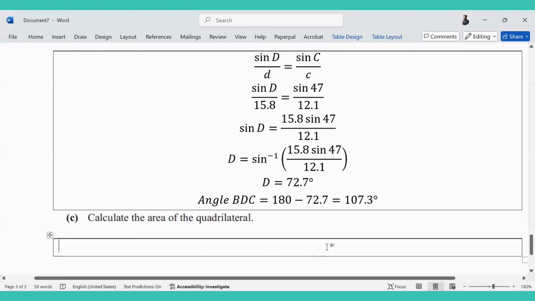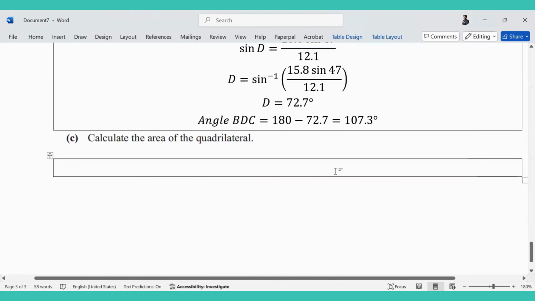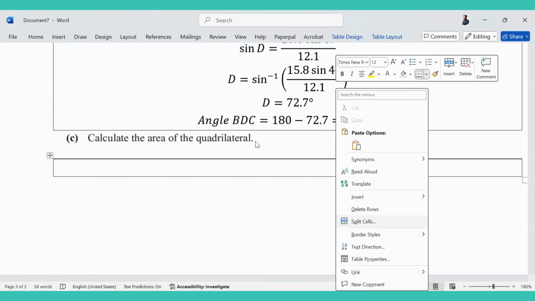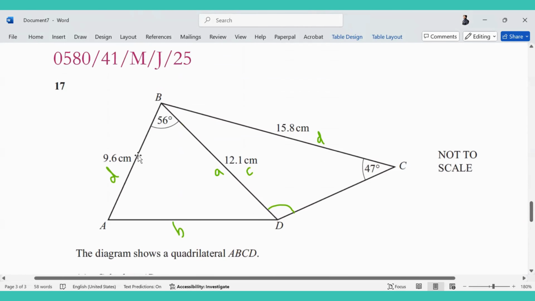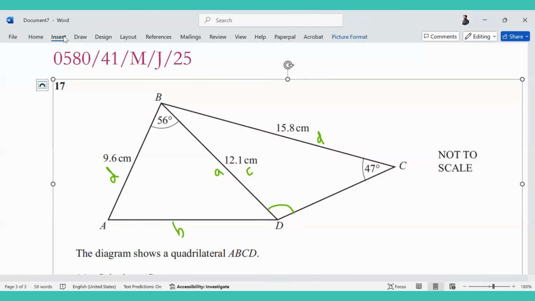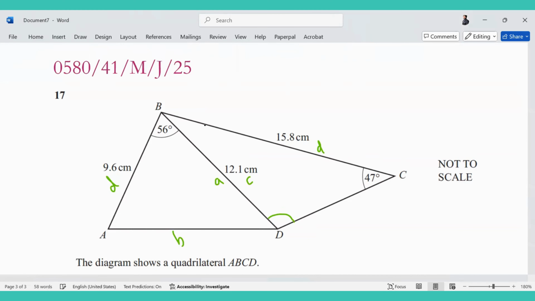And part C, the question wants us to calculate the area of the quadrilateral. It has already been split into two triangles. I can find the area of each triangle by using half ab sine C. But please be sure that you take two sides and the angle between those two sides. So you have these two sides, 9.6, 12.1, and the angle between them. But what about triangle BCD? You have the two sides, but you do not have the angle between them. So first, you will want to find angle B. When you will get angle B, only then can you use it for the area.